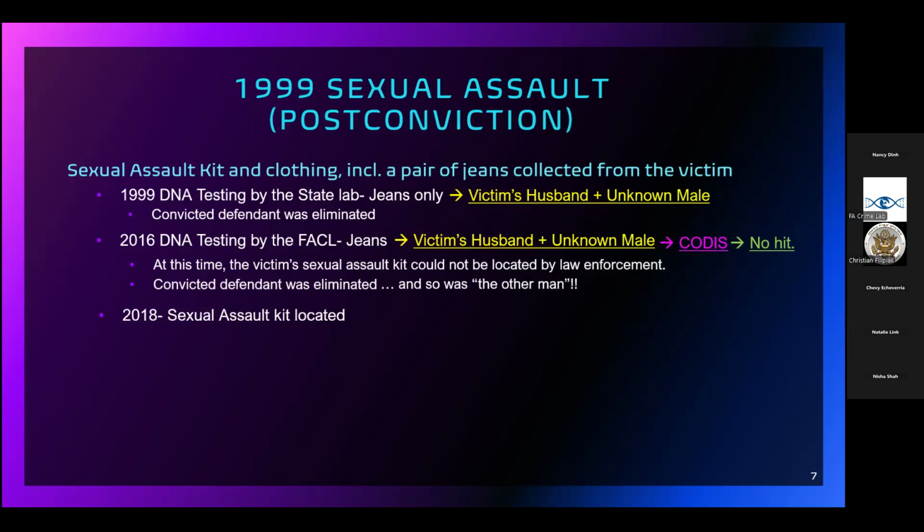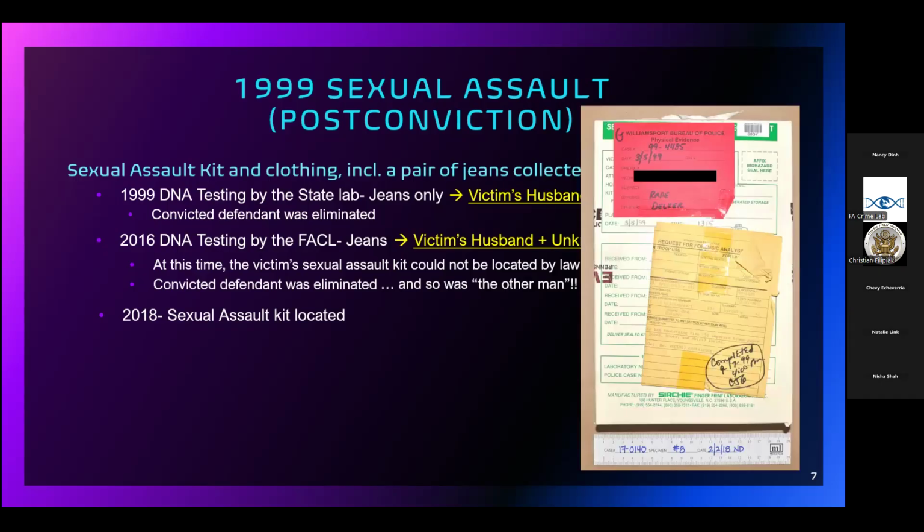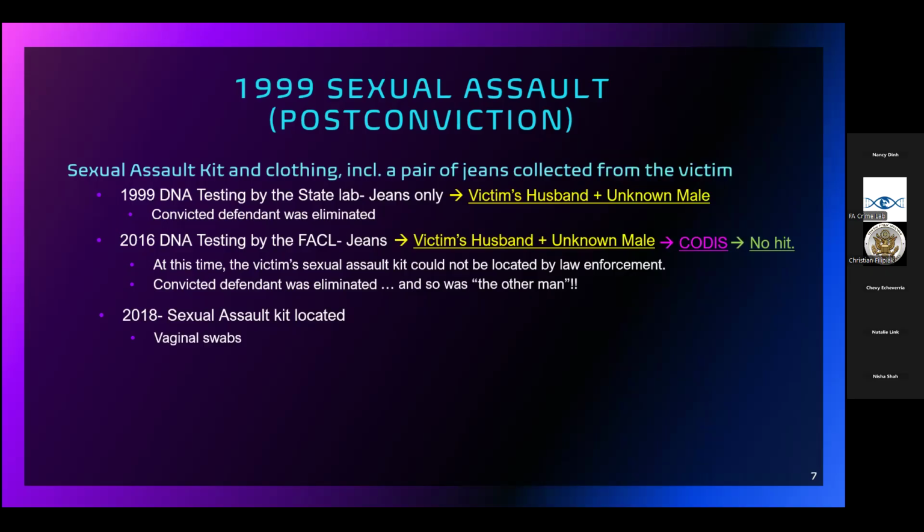In 2018, after much persistence on the part of the attorneys, the sexual assault kit was located. Here's the kit. Sexual assault kits in general can be stored at the lab, at the police department, or at the courthouse. Tracking the movement of your evidence through police reports, disposition statements, lab reports, et cetera, could provide some clues as to where the evidence might be. So we tested the vaginal swabs, and unfortunately, that was a bust. Any male DNA or semen that was detected on there came back to the husband.